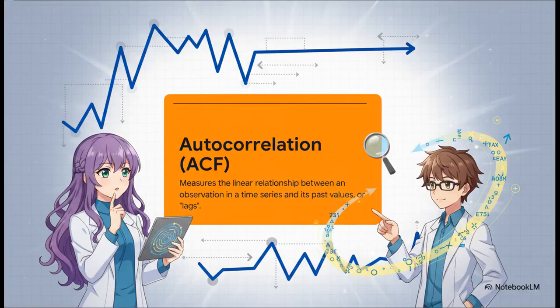The tool we use for this is called autocorrelation, or just ACF for short. It basically gives us a number that tells us how related today's value is to a past value. We call those past values lags. So the ACF at lag 1 measures the connection with yesterday.